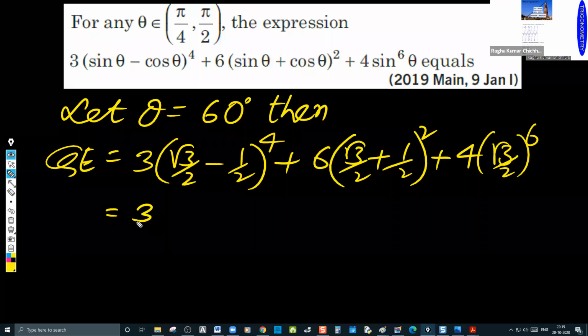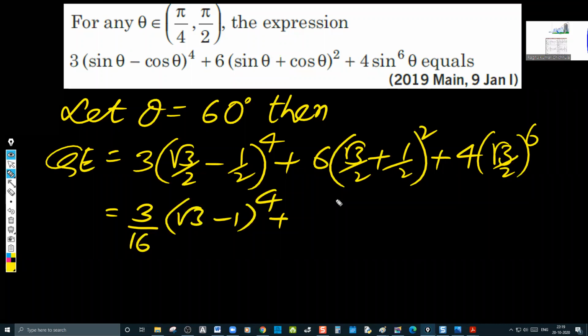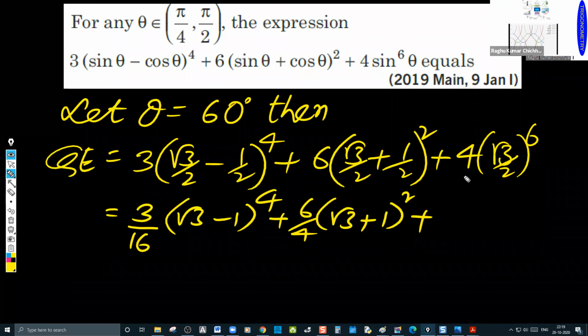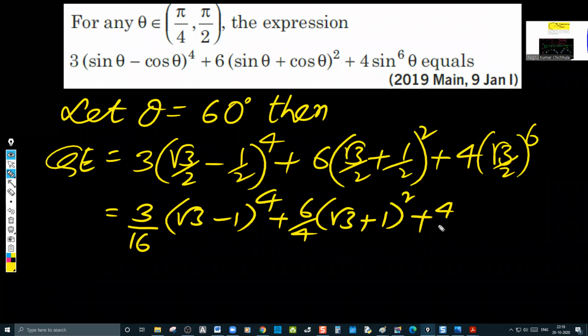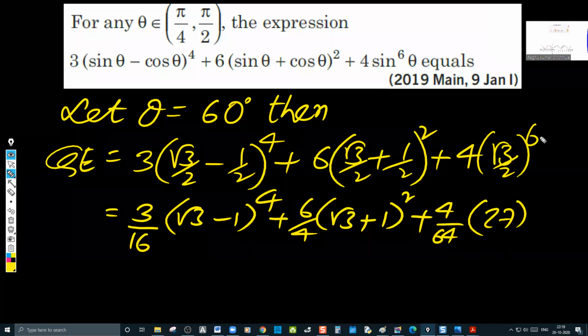Take that 2 power 4 out, which becomes 64. This is root 3 minus 1 whole power 4, plus 6 by 4 out, root 3 plus 1 whole square, and this is 4 divided by 64 into root 3 whole power 6. 3 cube, no? Root 3, 3 power 1 by 2. Yes, sir. 3 cube, 27. Correct or not? Yes, sir.